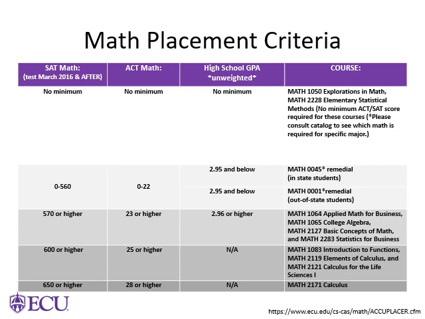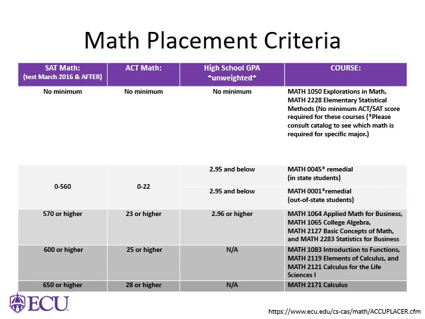In order to place into a college-level math, such as Math 1065, College Algebra, students need a minimum SAT math score of 570, or a minimum ACT math score of 23, or a final high school unweighted GPA of 2.96. Anything lower than that, and the student must start off with remedial math.